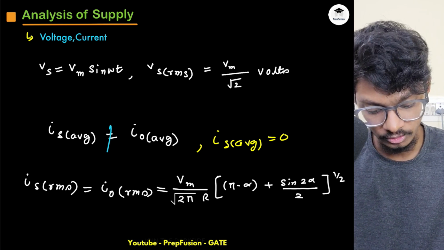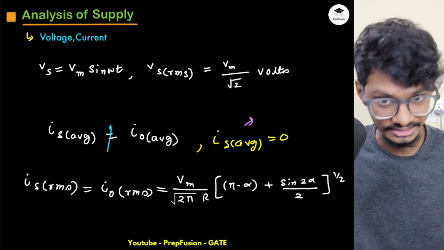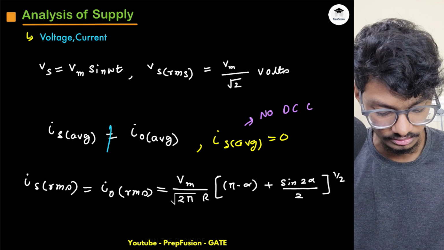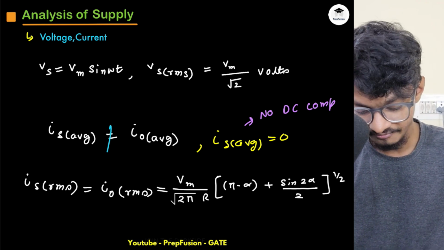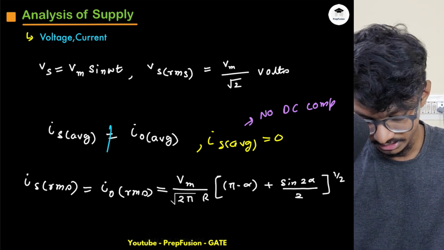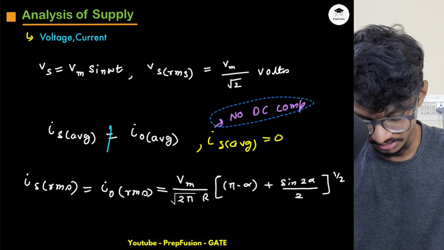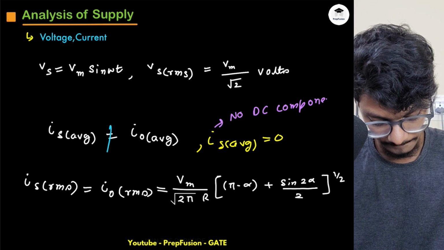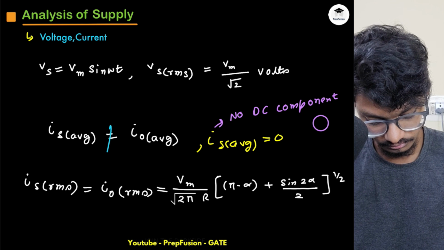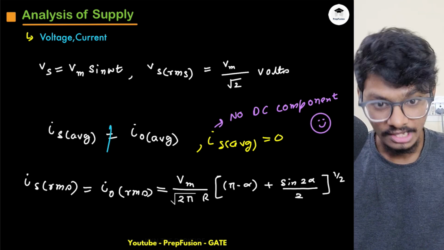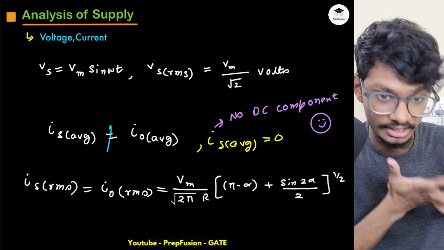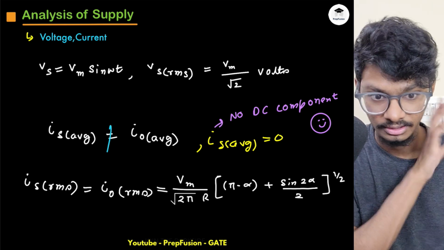Why? Because I don't have any DC component, because the supply side is AC and it doesn't like a DC component. It is the worst harmonic. So obviously I am very happy that I don't have any DC component. No DC component on the supply end, that is good. I am getting conduction for the whole cycle on the load end, that is also good.